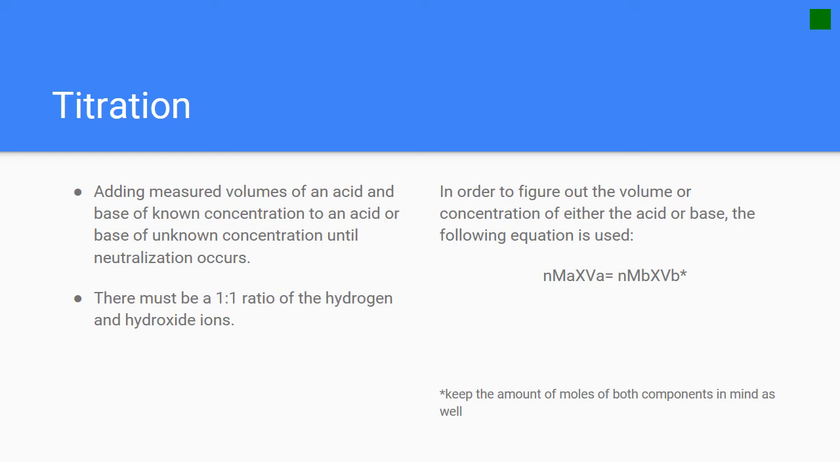Titration is adding measured volumes of an acid and a base of known concentration to an acid or another base of unknown concentrations until neutralization occurs. There must be a 1-to-1 ratio of the hydrogen and hydroxide ions. In order to figure out the volume or concentration of either the acid or the base, the following equation is used: MAVA equals MBVB. Now, make sure that you are well aware of the number of moles of both the acid or the base, because if you don't, then it can mess up your answer.